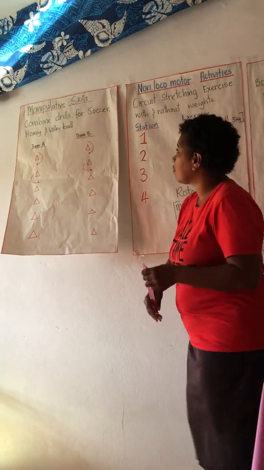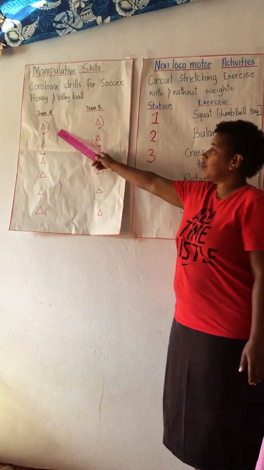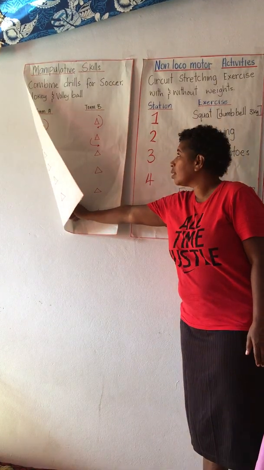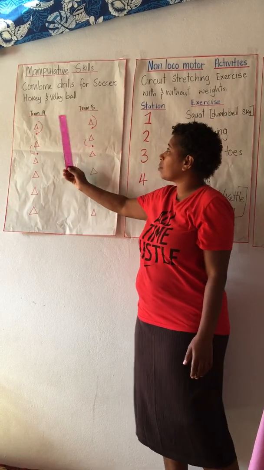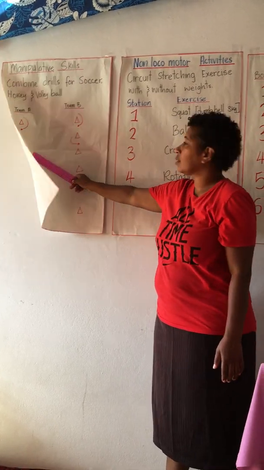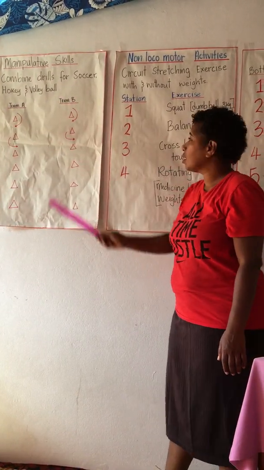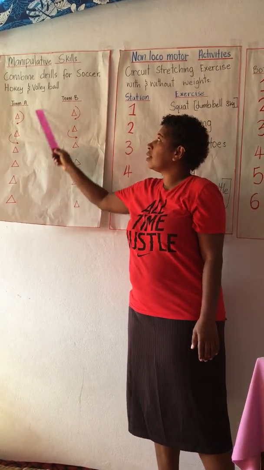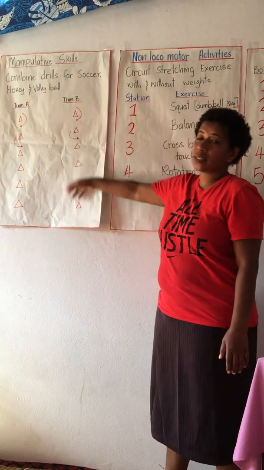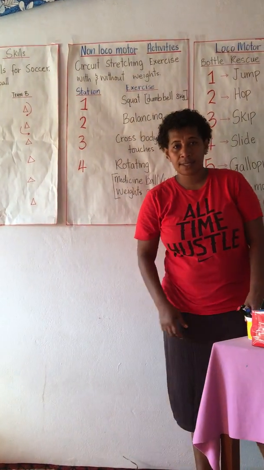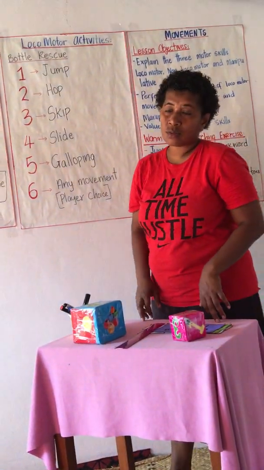It combines the drills of soccer, hockey and volleyball. As you can see, we have two teams here, team A and team B. For the soccer, the students are going to dribble the ball in between the cones. For hockey, we are going to use the hockey stick to dribble the ball inside the cones. And for the volleyball, we are going to make a circle and practice the skills of volleyball, which is setting and passing. So those are the activities for the manipulative, non-locomotors and locomotors.